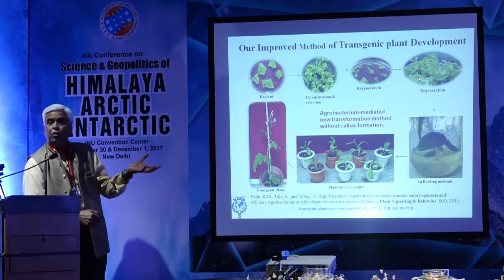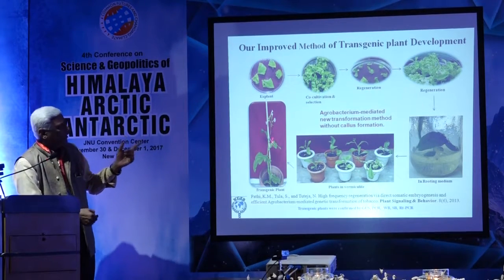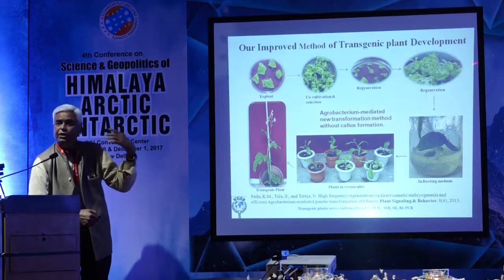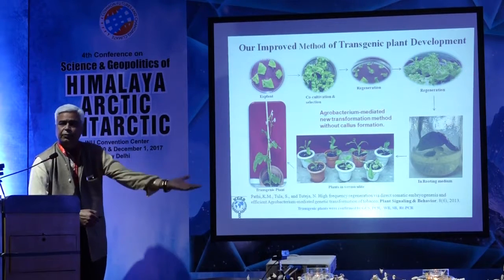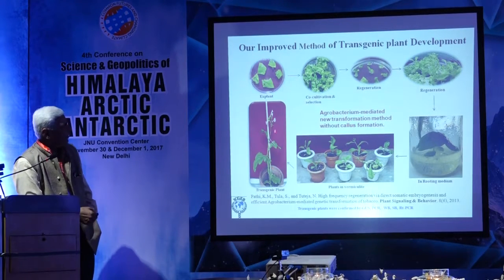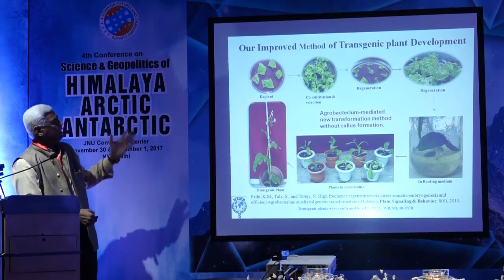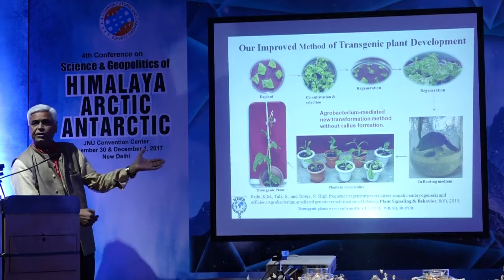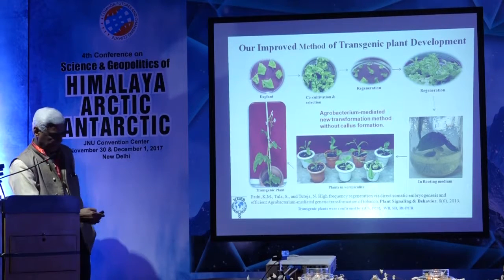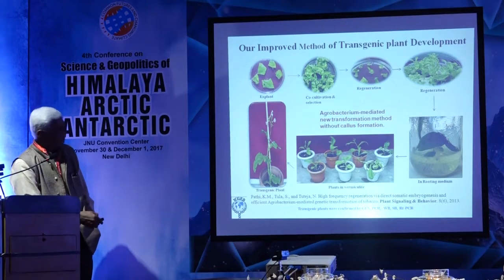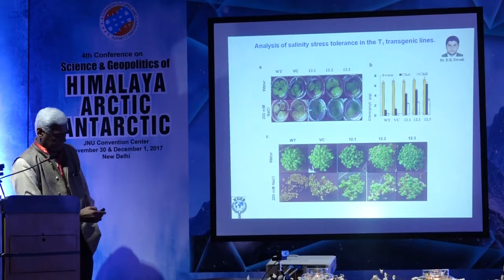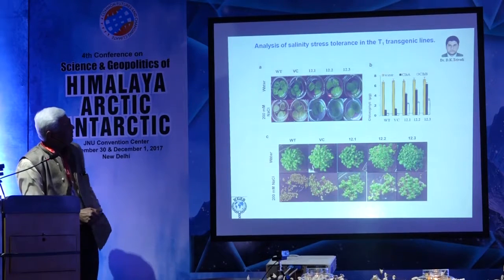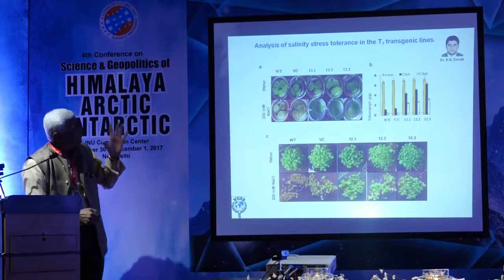So we have cloned several genes, but the cyclosporine gene we have introduced in tobacco as a model plant, and that technique also we have developed in our own lab, how to integrate the gene in the plant. And finally we have developed a transgenic or genetically modified plant which has the fungus gene integrated in the plant. And then you can see we have tested here for salinity stress tolerance.